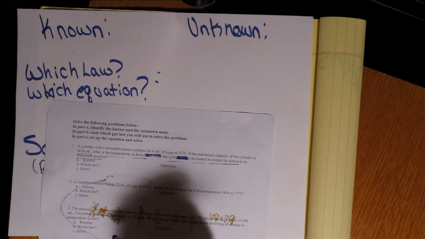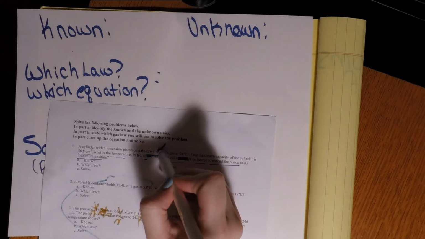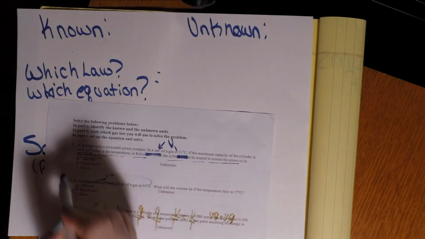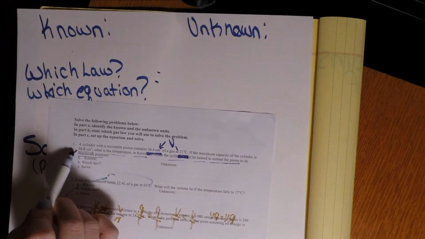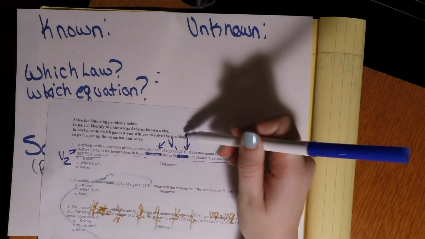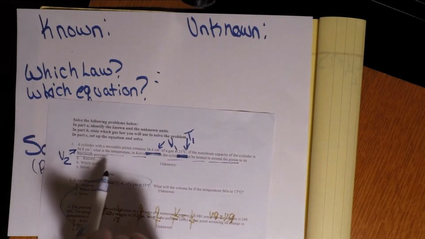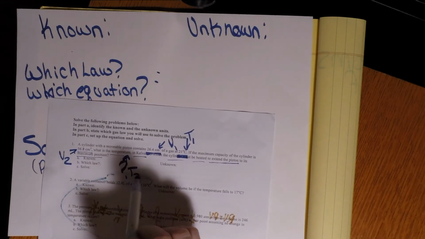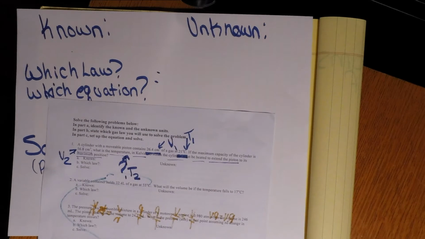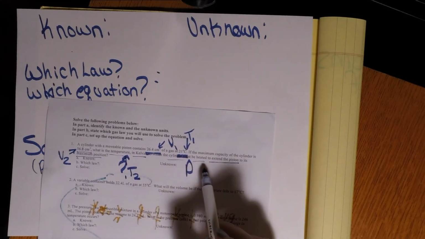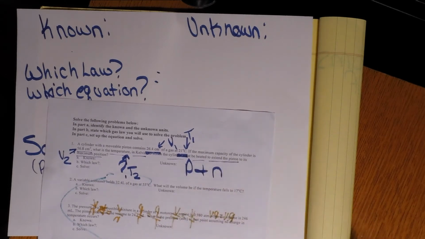Okay, so I see known values of volume, and this is volume 1, whereas this must be volume 2 because this is the piston expanding completely. And then I see temperature 1, and then the question asks me as an unknown value for temperature 2. Okay. Other things I want to consider is pressure and number of moles.